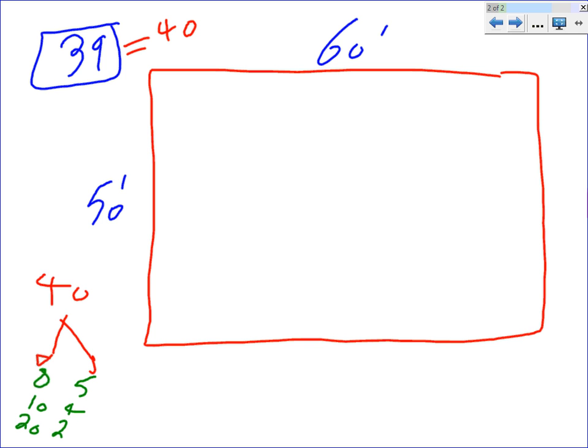So 8 times 5, 10 times 4, 20 times 2. Then I pick, guys, the option where the 2 numbers are closest to each other. Obviously, it's 8 by 5. It's closer than 10 by 4, right? In terms of how far 5 is from 8.